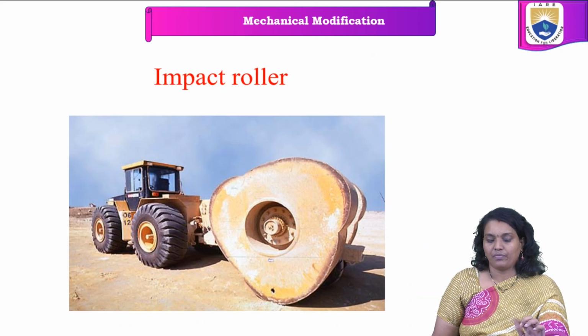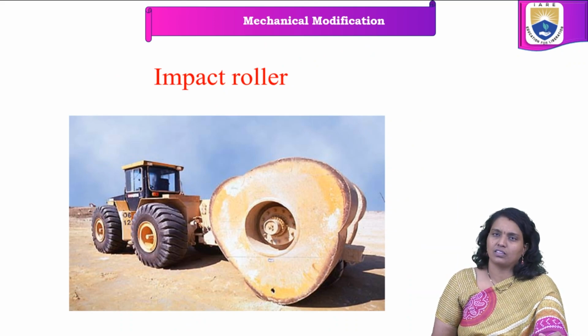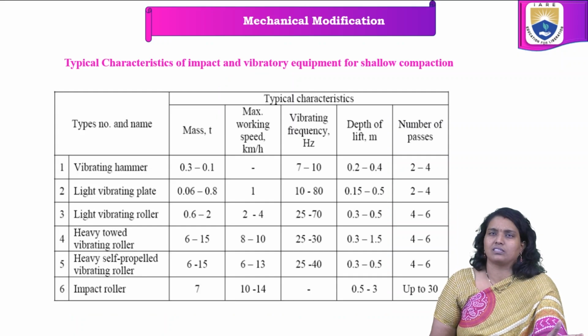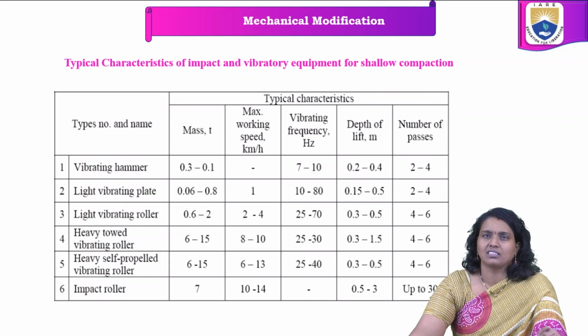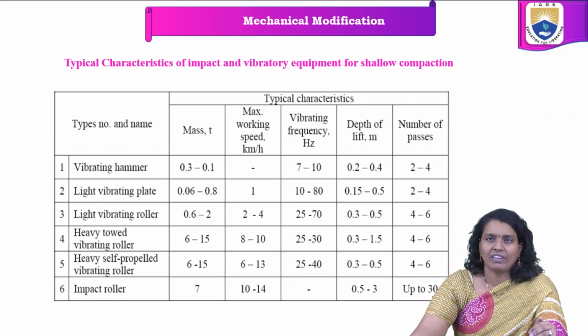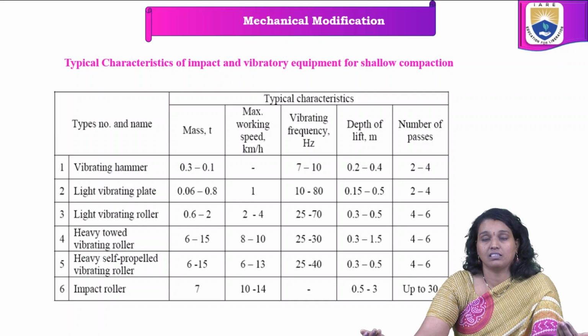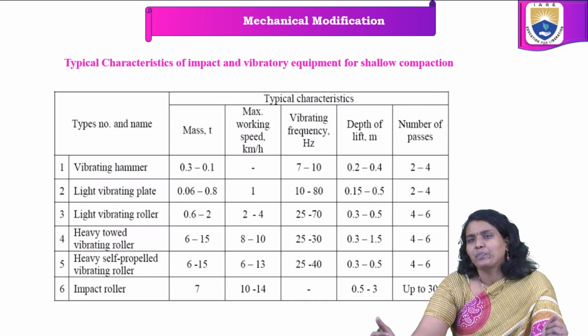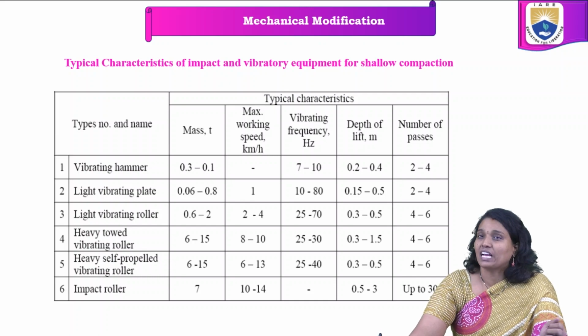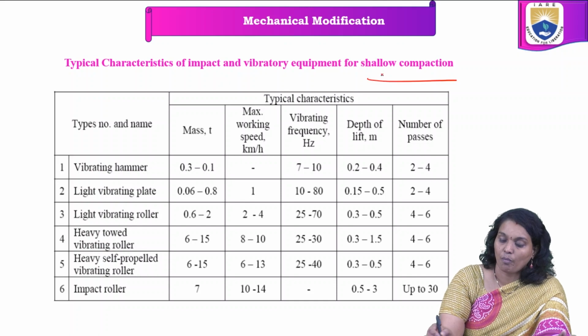So this is the figure for the impact rollers. It is more than compared to the other rollers. So this is the analysis of what we understand in this. Based on the various characteristics, we choose some of the characteristics, and some others we may also analyze by using these kinds of vibratory equipment for shallow compaction.